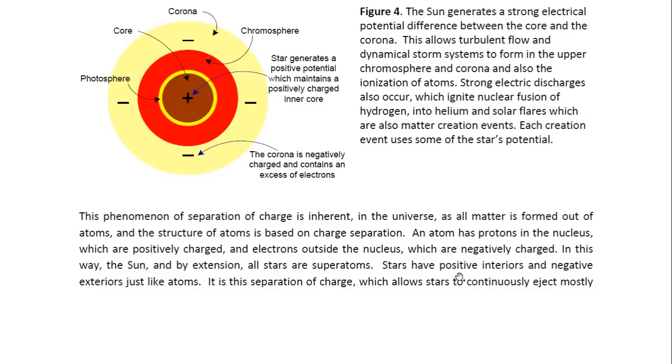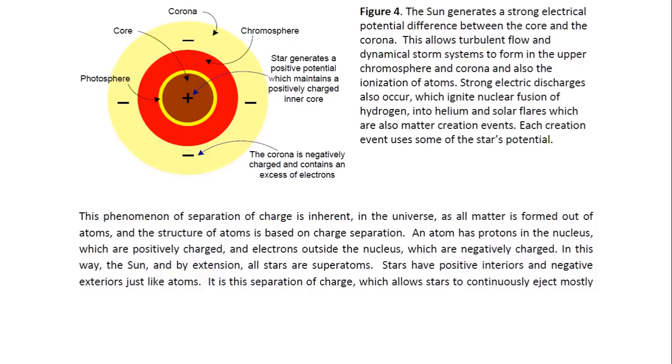Now, the phenomenon of separation of charge is inherent in the universe, as all matter is formed out of atoms, and the structure of atoms is based on charge separation. An atom has protons in the nucleus, which are positively charged, and electrons outside the nucleus, which are negatively charged. In this way, the sun, and by extension all stars, and I must include all galaxies, are superatoms. Stars have positive interiors and negative exteriors, just like atoms.